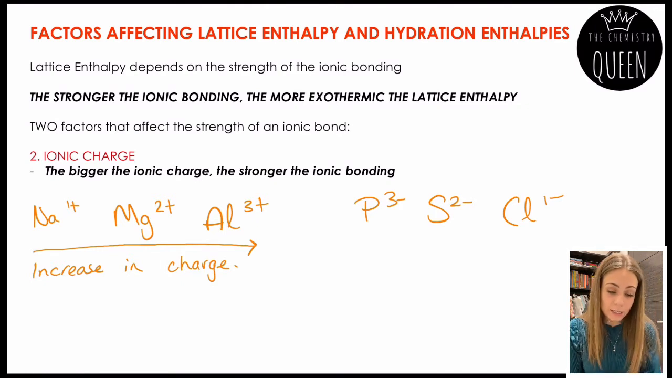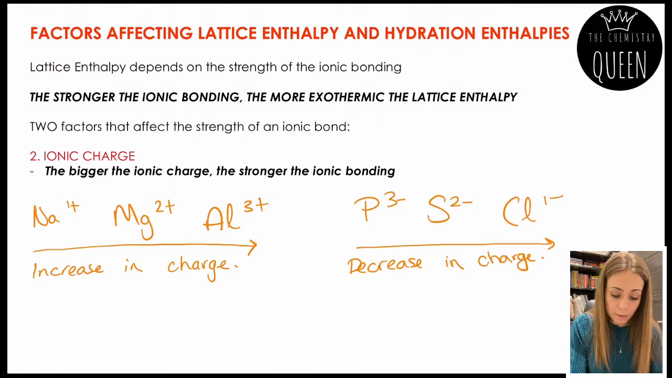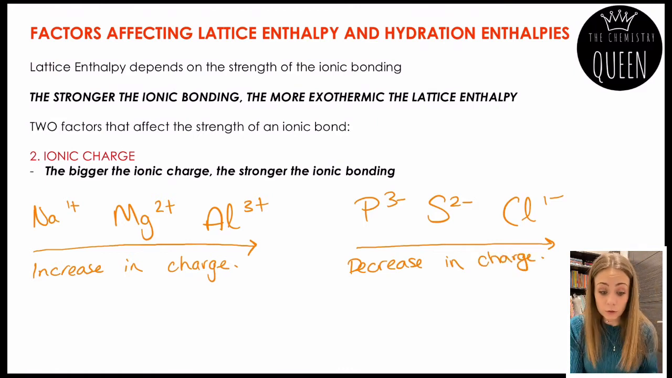With the negative ions, it's actually the opposite. So we actually have a decrease in charge as we go across the period, because phosphorus 3 minus is bigger than sulfur 2 minus, which is bigger than chloride 1 minus.